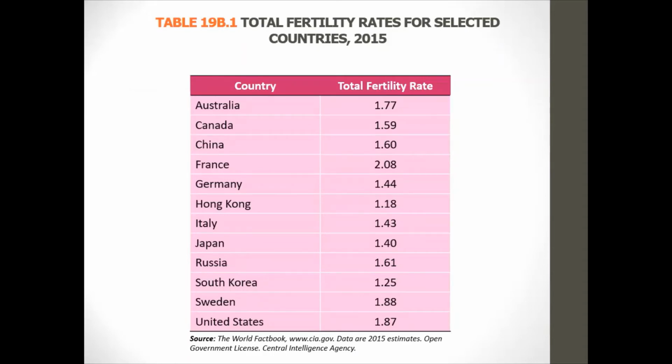The fertility rates across these countries: Australia, 1.77%, France 2%, Canada 1.59%. So the United States, Sweden, and France are the highest on this list. Australia is one of the highest too. Canada is a bit lower.